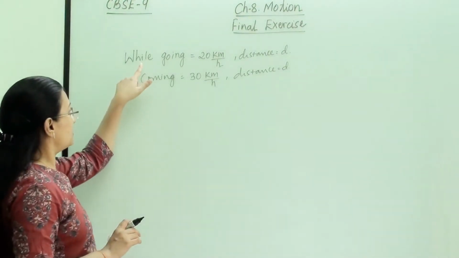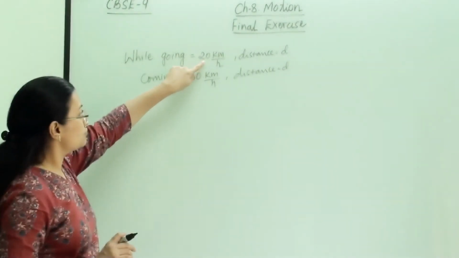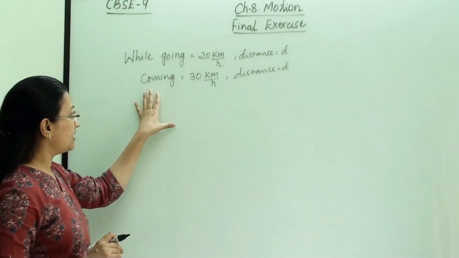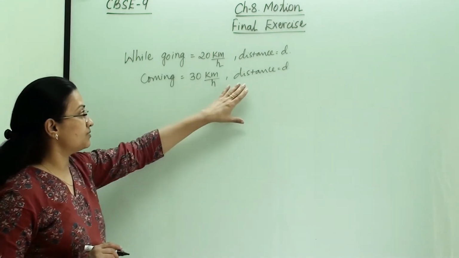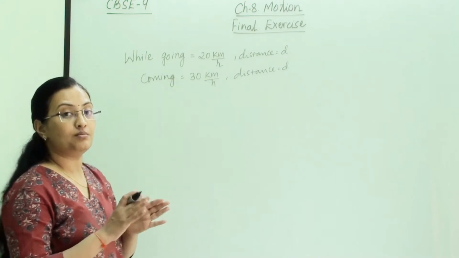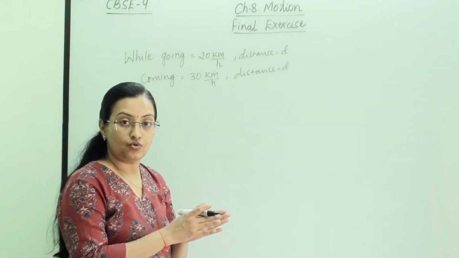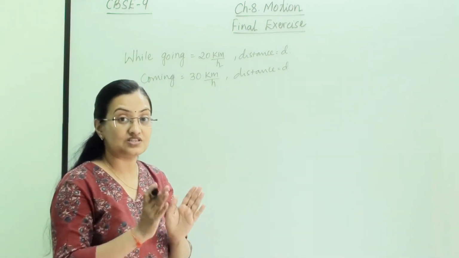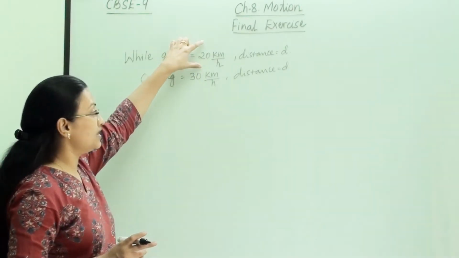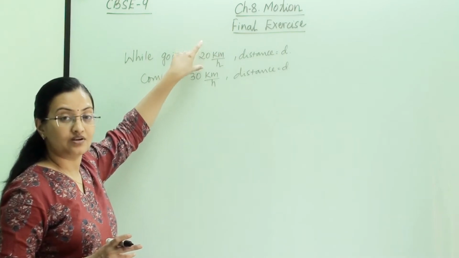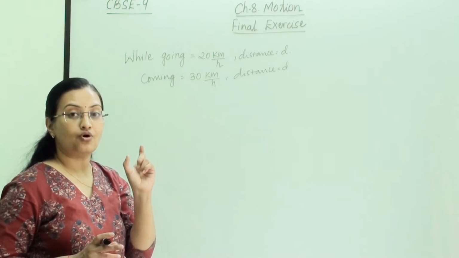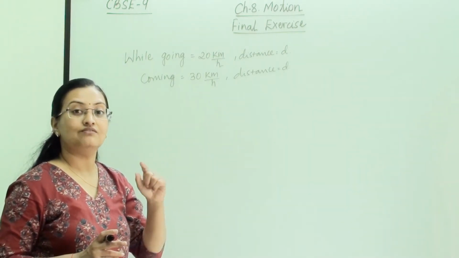So now we know that while he is going to school, the speed was 20 km per hour and the distance was d. While coming back, his speed was 30 km per hour and the distance was d. In both cases, the distance will remain the same because he goes from home to school and school to home. So the distance will remain the same, but the speed is changing. While going it was 20 km per hour and while coming back it was 30 km per hour. So the time taken for this to and fro journey will be different.